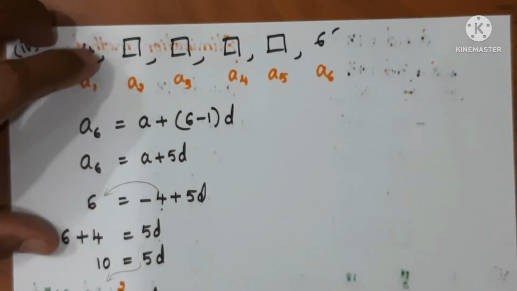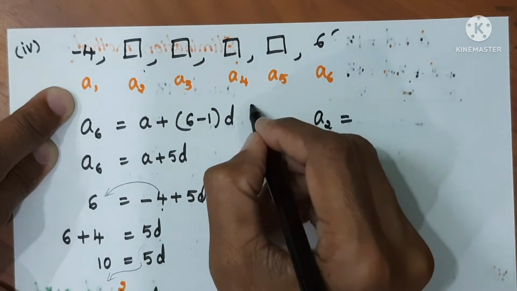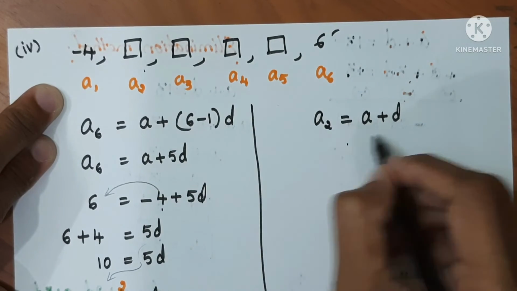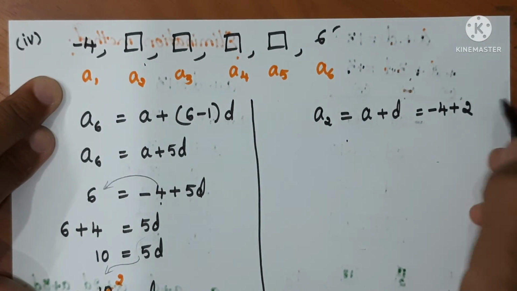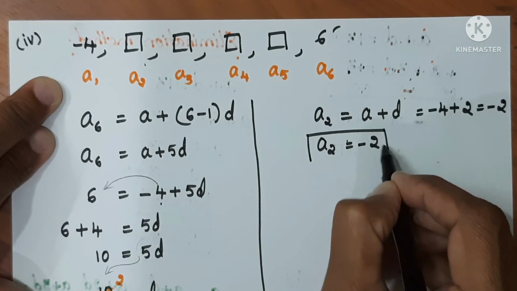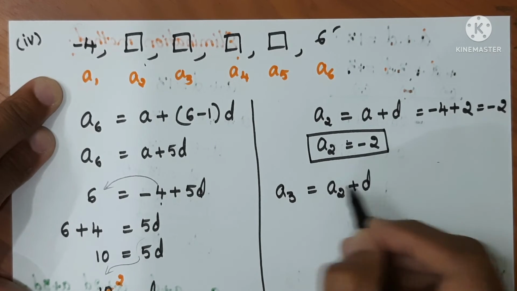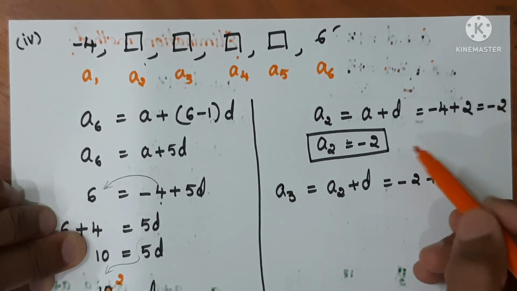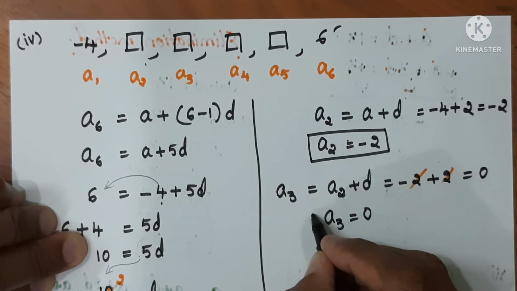Now we have to add the common difference 2 to get the second term. So a2 equal to a plus d. Here the first term is minus 4, so minus 4 plus common difference 2. So we get minus 2. So the second term is minus 2. Now to get the third term, we have to add the common difference again to the second term. a2 is minus 2 plus common difference 2. These two will get cancelled. So we get 0. So the third term a3 is 0.